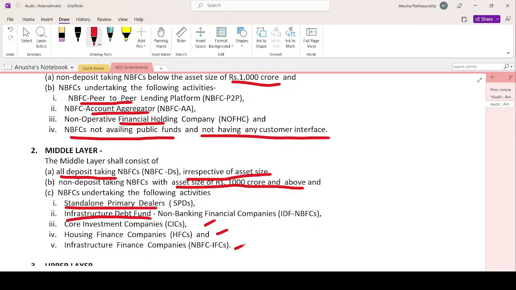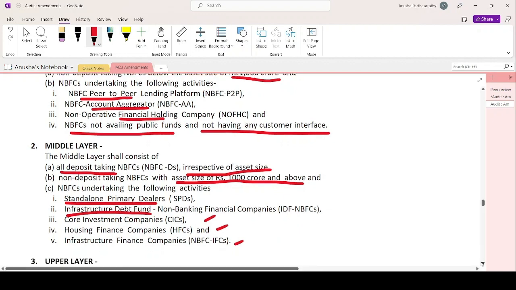So all deposit taking NBFCs, irrespective of the asset size. Non-deposit taking NBFCs with asset size of rupees 1000 crore and above, and NBFCs undertaking the following activities: standalone primary dealers, infrastructure debt fund, non-banking financial companies, core investment company, housing finance companies, and infrastructure finance companies.